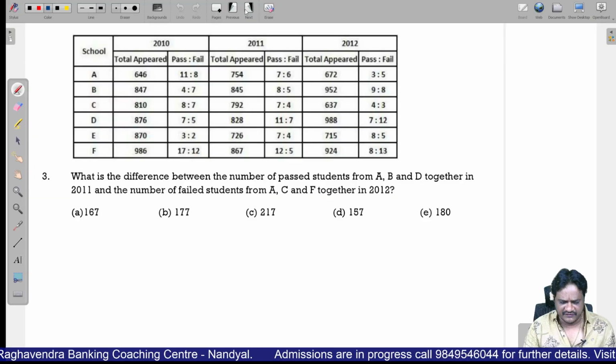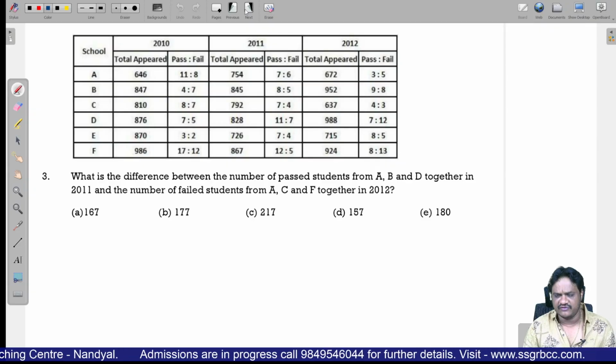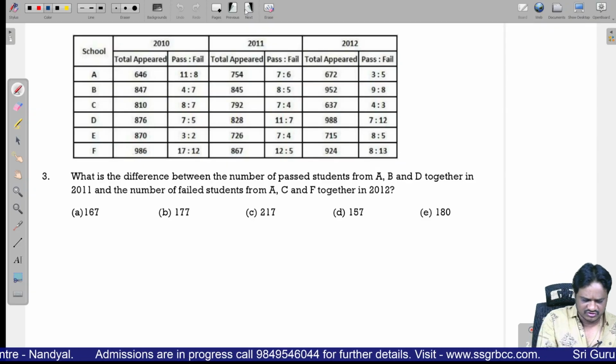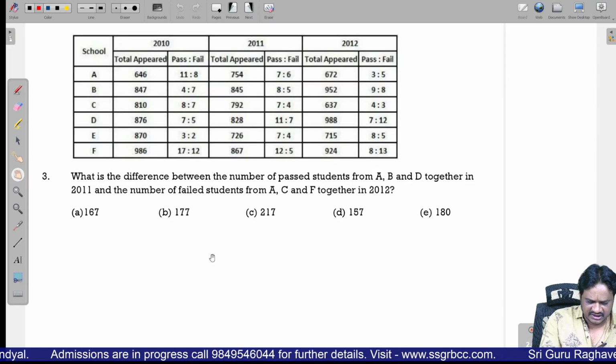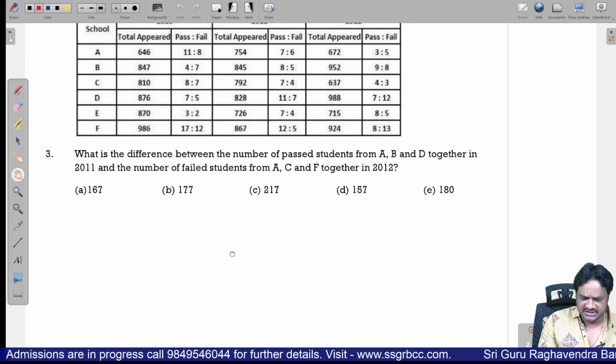Let us see the next question. What is the difference between the number of students passed from A, B and D in 2011 and failed from A, C and F in 2012? So we have to calculate A, B, D pass in 2011.